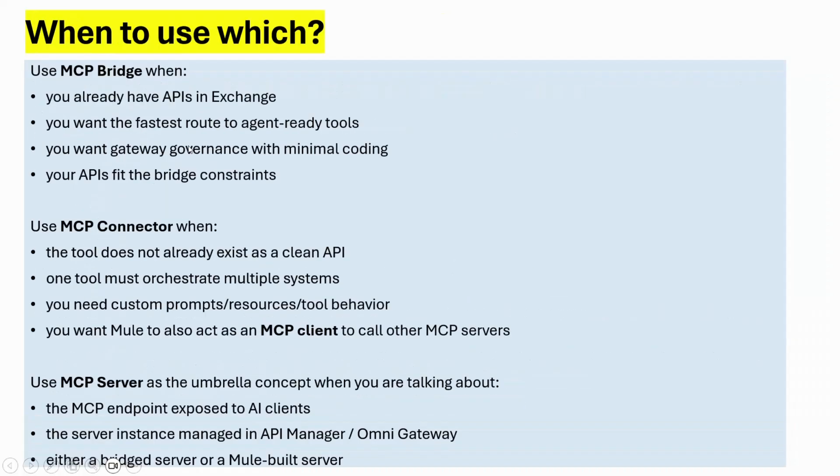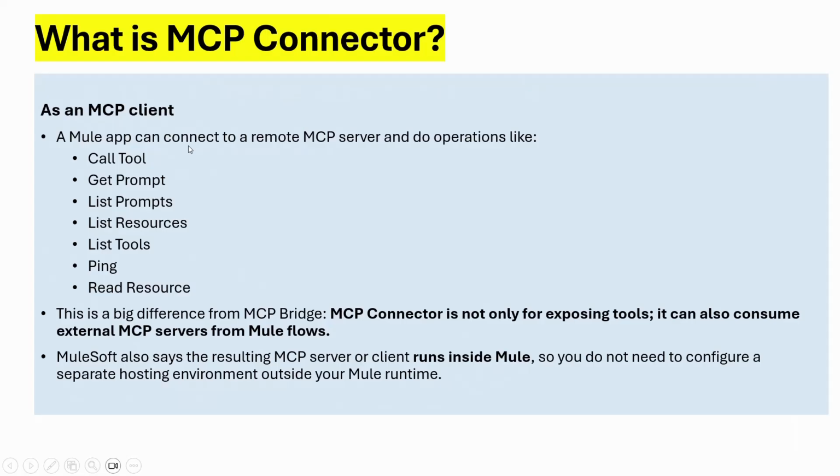If it is an MCP client, it will call the tool. It has the capabilities of calling any other MCP tool, and it can get the prompt, list the prompts, list the resources available in that particular API, and list the tools. These are the different functionalities it can do if it is an MCP client. So based on your requirement, you can convert this API as an MCP client or MCP server, based on the operations or requirement you have.